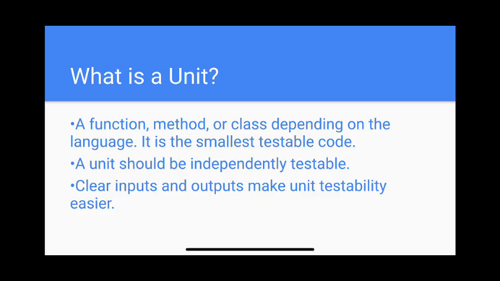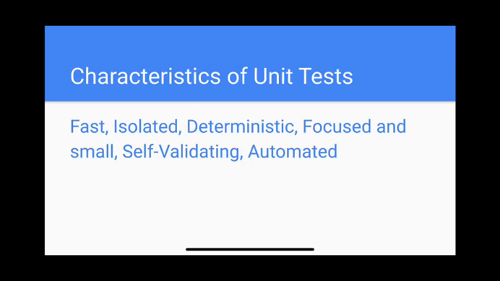And what makes a good, easily testable unit is when it has clear inputs and outputs, it makes the unit testability much easier. Now next are some characteristics of these unit tests. So first of all, when we talk about a high quality unit test, it must be fast. It should run in milliseconds because developers need to run them constantly, and slow tests make people avoid testing, which defeats the whole purpose.